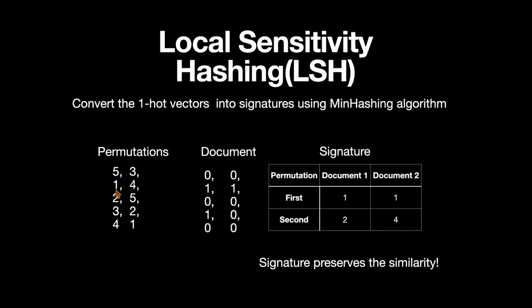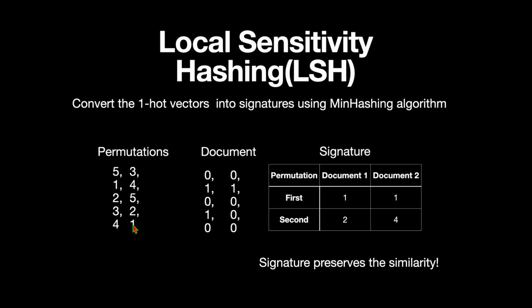So we start with 1 every time. So let's say 1, and we look in document 1 to find out if there is a 1. There is a 1, which means over here we get a 1. Similarly, for the second document, we start with a 1 and we can see that here we also have a 1. So we enter 1 here. Now that we are done with the first permutation, let's move on to the second permutation.